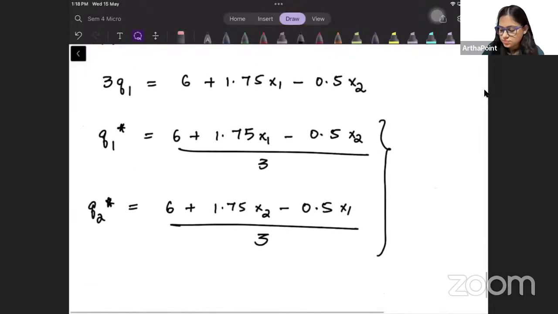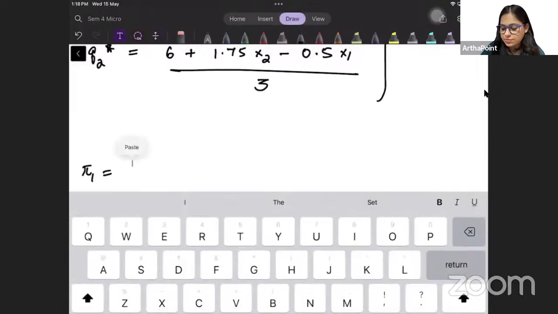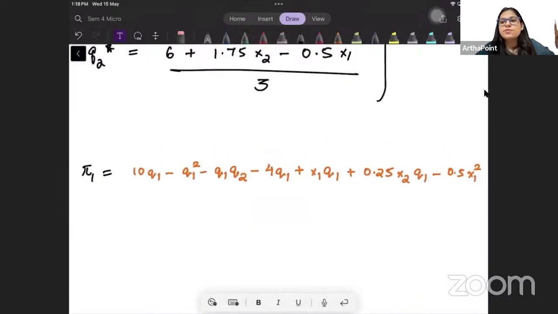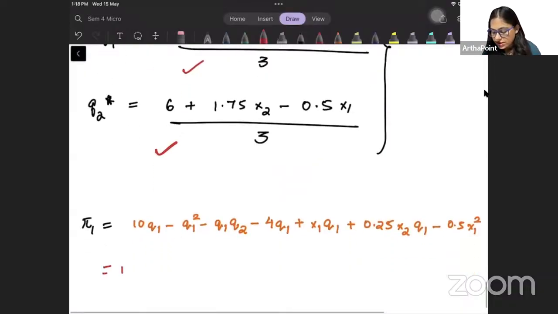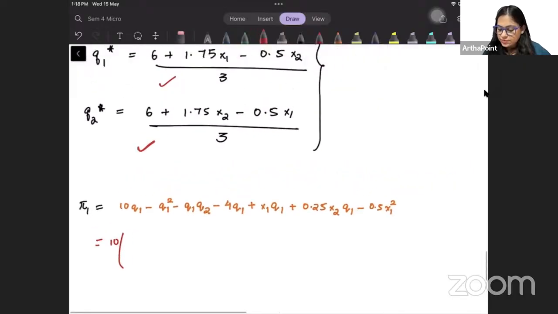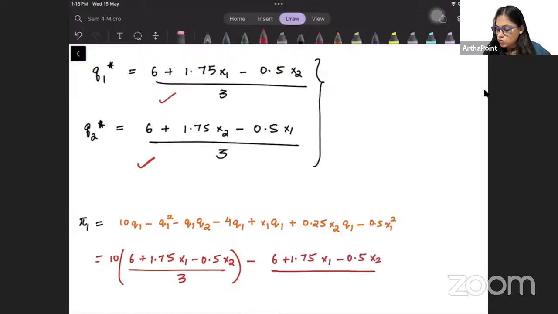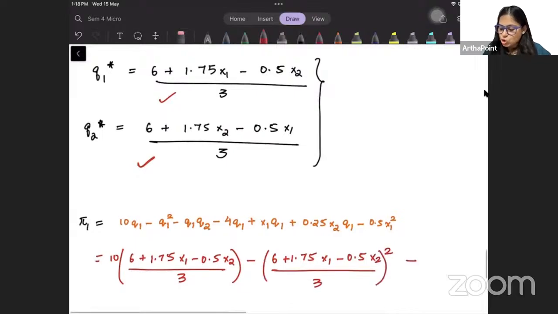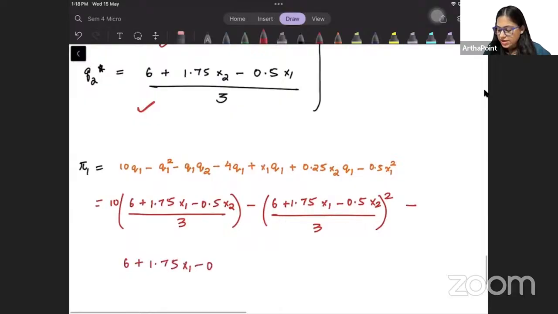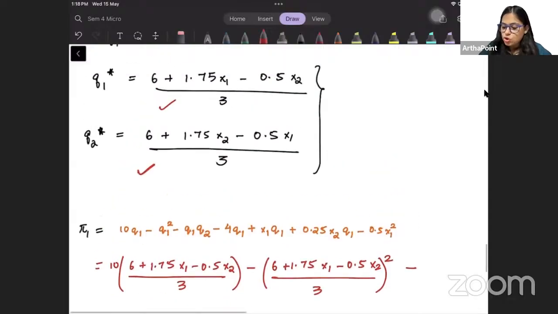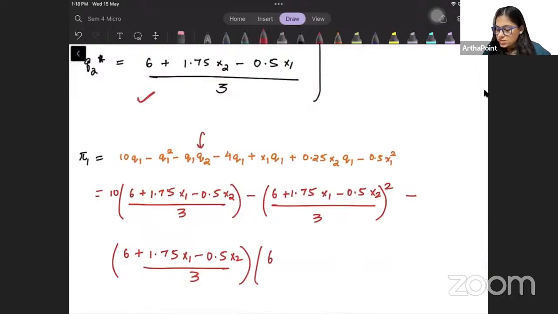Copy. Fingers crossed. Such difficult questions should not be asked in exam. Paste. This is the profit function of firm 1, right? Now, once you have found out this, यहाँ पे ना Q1, Q2 का value हम यहाँ से डाल देंगे. So this will become 10. Q1 की जगह पे बेटा I will go ahead and I will write down this thing. 6 plus 1.75 x1 minus 0.5 x2 by 3 minus Q1 square. So 6 plus 1.75 x1 minus 0.5 x2 by 3 whole square minus Q1 6 plus 1.75 x1 minus 0.5 x2 by 3 into Q2. देखो यहाँ पे I am just plugging here into Q2. 6 plus 1.75 x2 minus 0.5 x1 by 3.